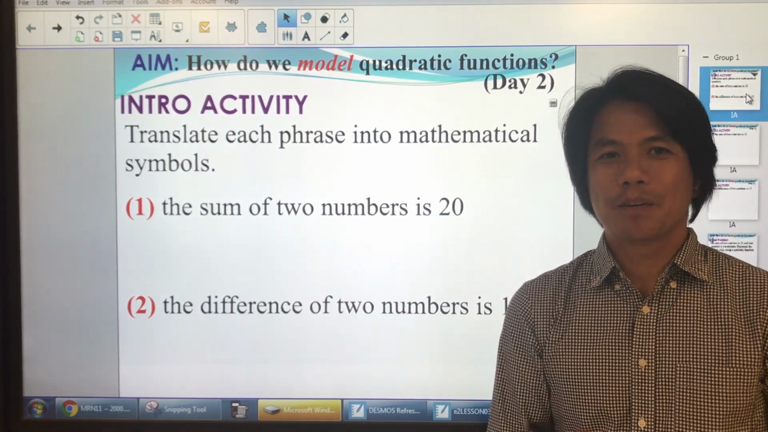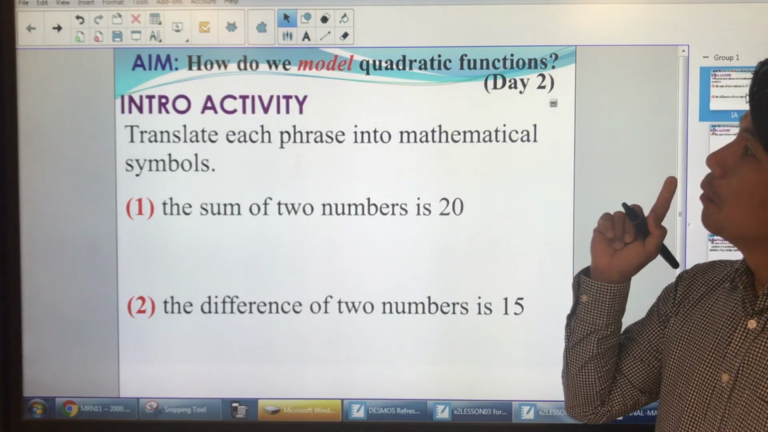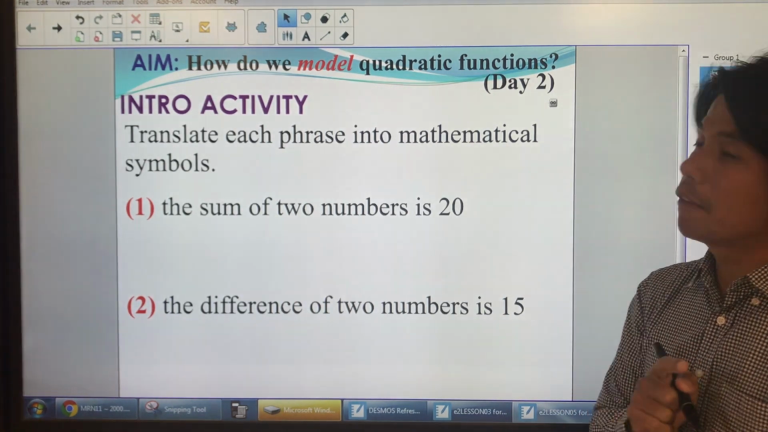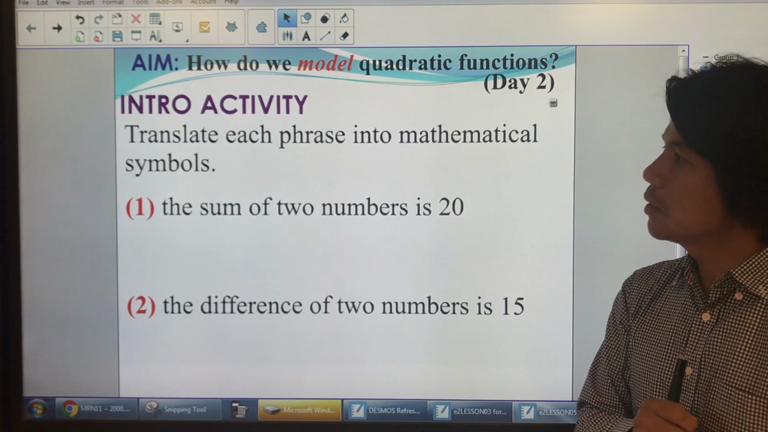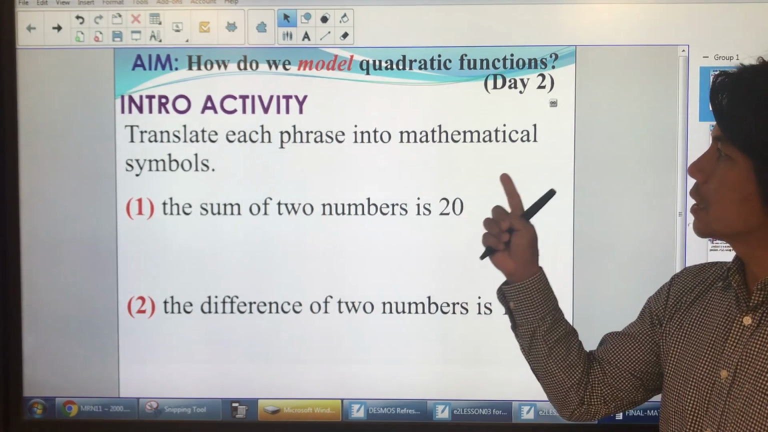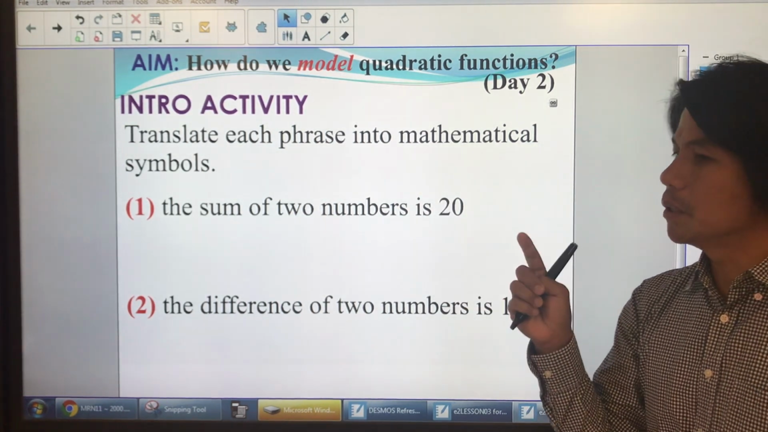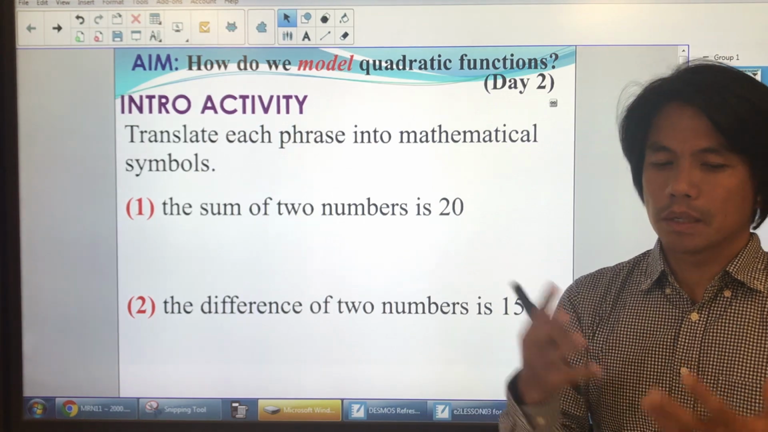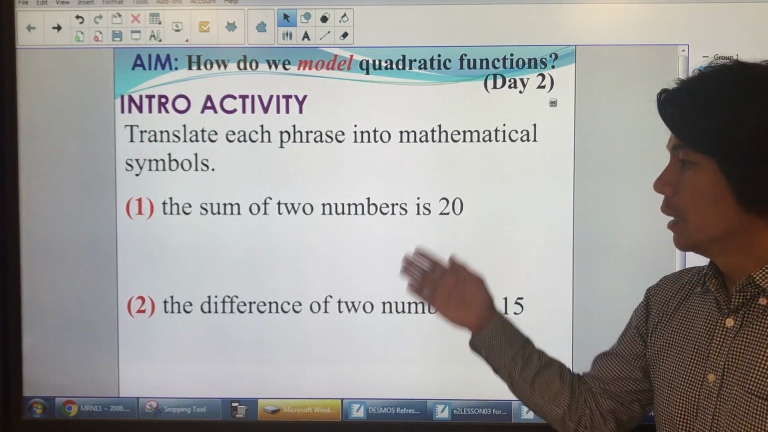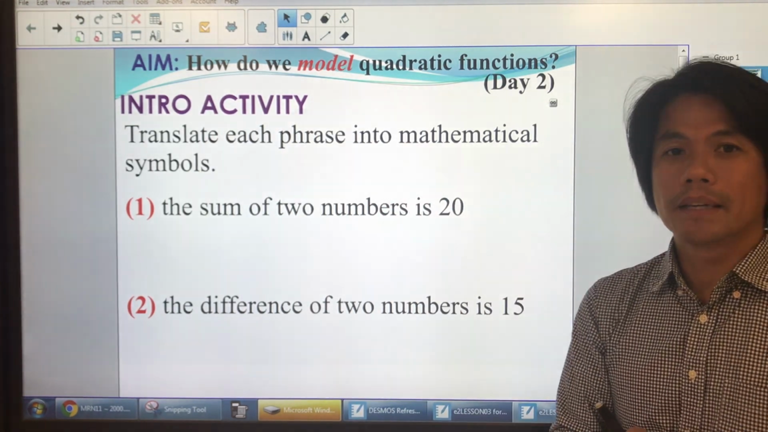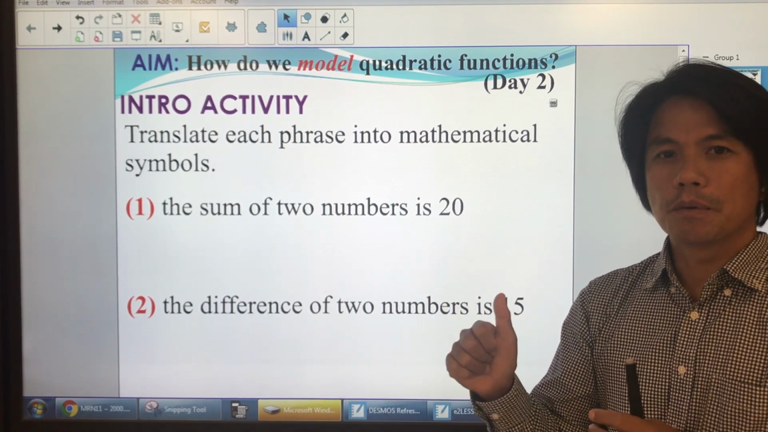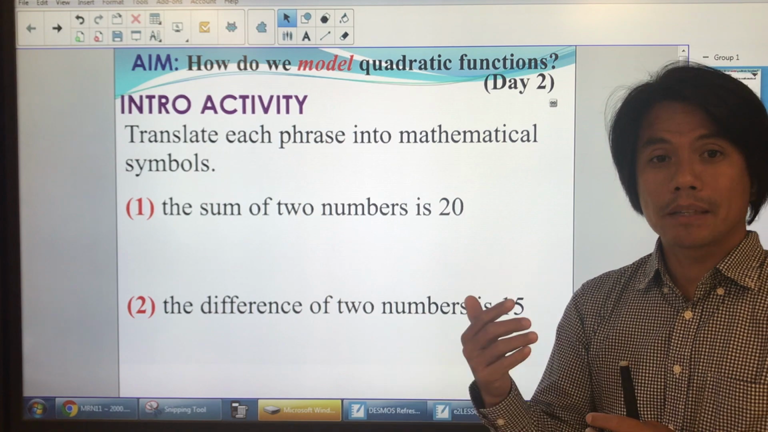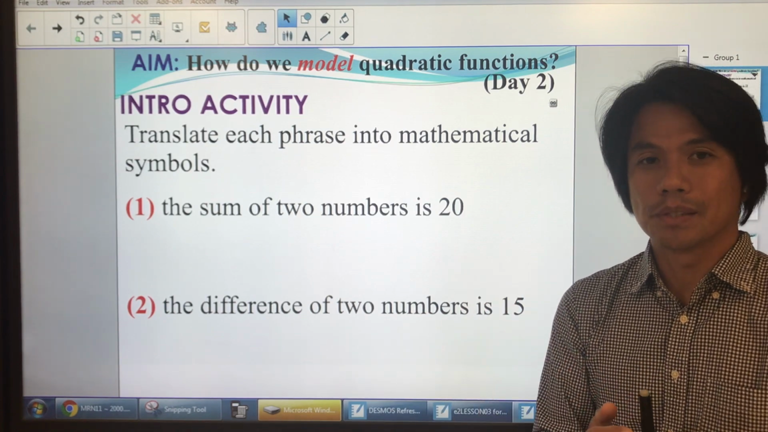M. Today we are going to continue working on modeling quadratic functions. So this is day 2. Let's go straight to the intro activity. Translate each phrase into mathematical symbols, meaning it could be an equation or an expression, depending on the statement. Okay? So what I want you to do is to pause your video while you're doing it. Once you're done, come back so that you can check your answers.